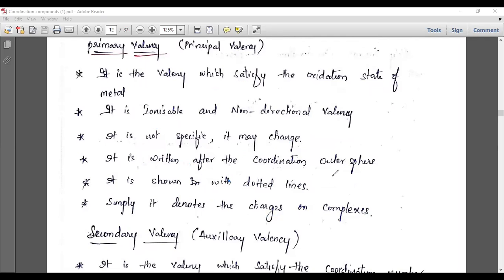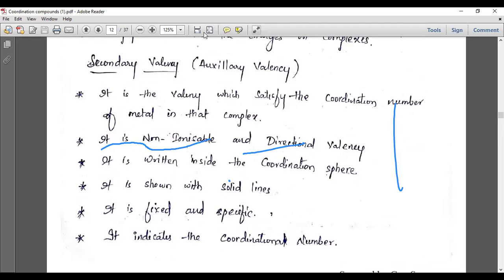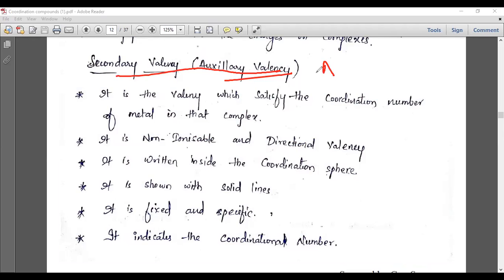That means you should understand these points about the primary valency. It is not specific and it may change. How it will change, I will tell you here. So next, let us understand the secondary valency. What is secondary valency? Secondary valency is also called auxiliary valency.